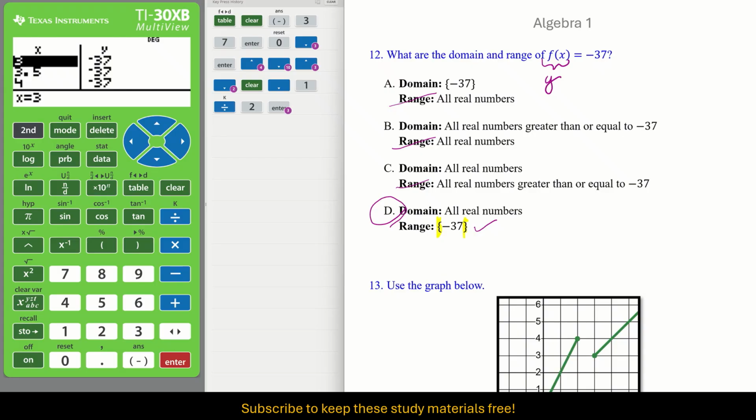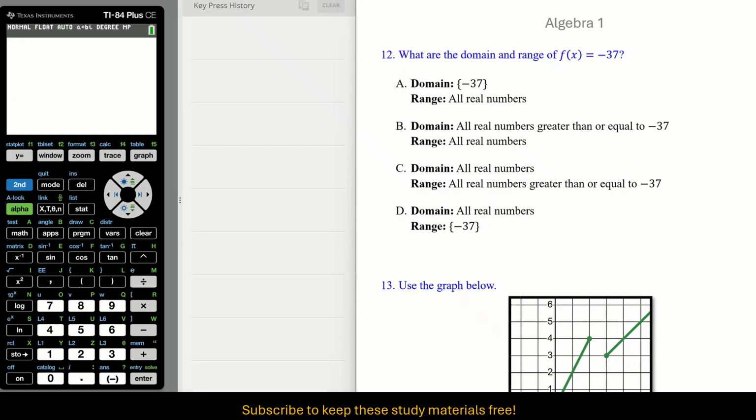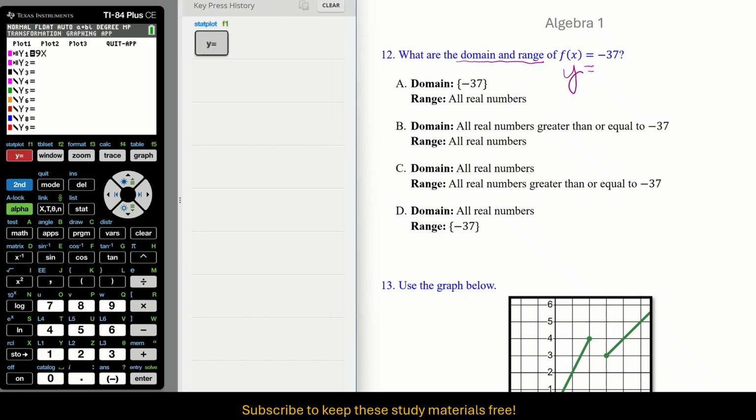Okay, let's try some different calculators. On the TI-84, we will do the same thing. We're looking for domain and range. So we would put our equation into the y equals function. Meaning that for set notation, we know f of x equals y. So go to our y equals. I'm going to clear out what we already have and simply put in the negative 37.